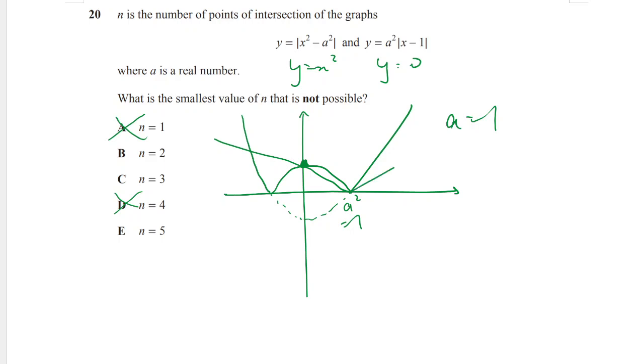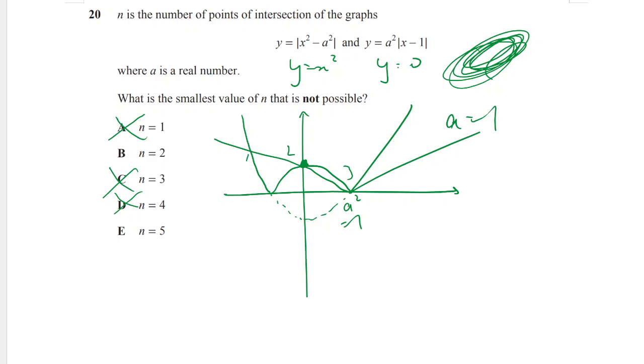So how many solutions have I got? Well, I've only got 3 then, if you count 1, 2, and then 3 here. And I'm sure that the V actually doesn't hit it up here, because you know that the quadratic grows much quicker than the linear function, so they're not going to intersect afterwards. So therefore, n equals 3 is possible. So C is also wrong.